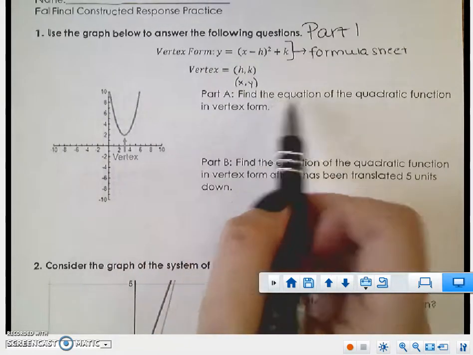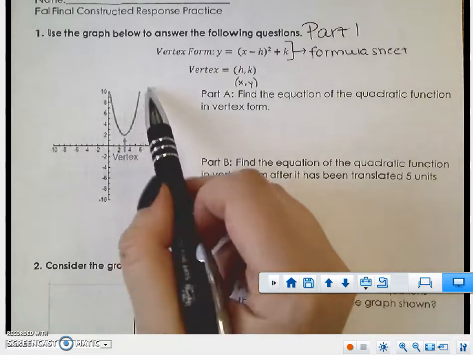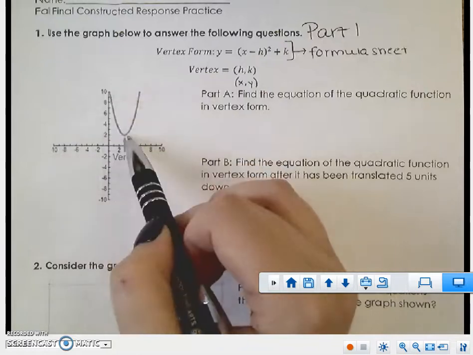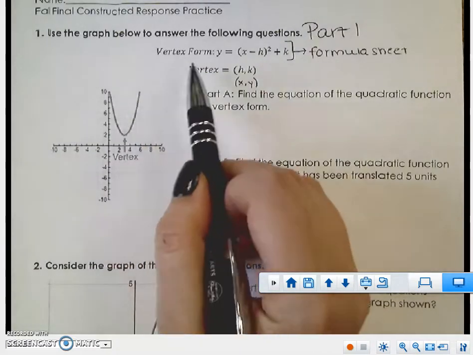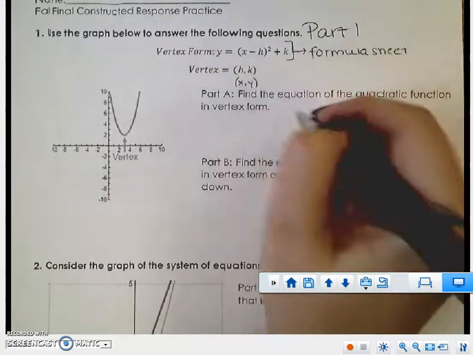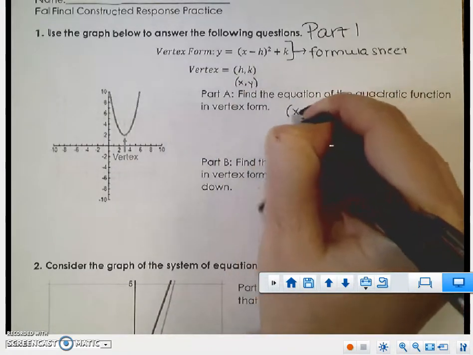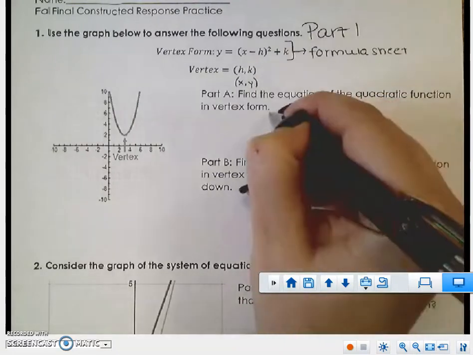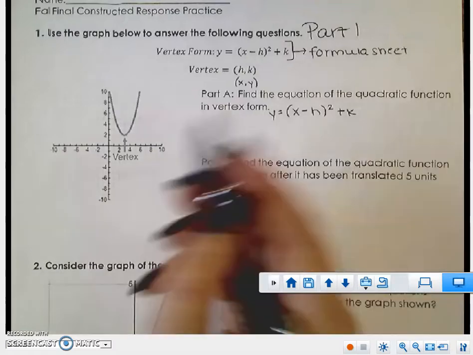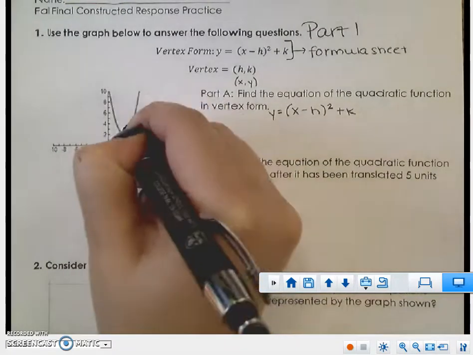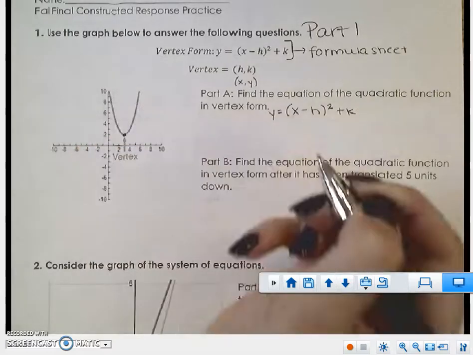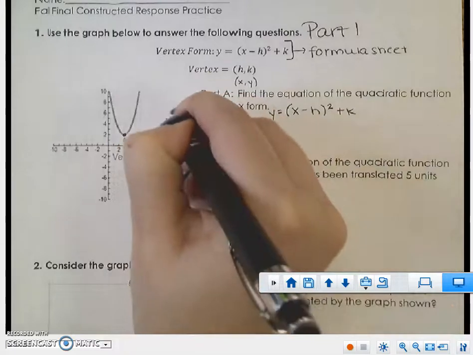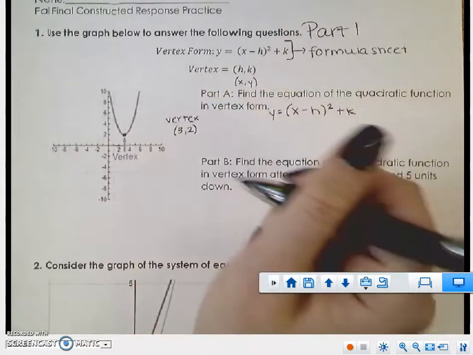So part A says find the equation of the quadratic function in vertex form. And they're talking about this quadratic equation right here. On your exam, they will give you a graph, and they want you to convert this graph into vertex form. So again, vertex form is y equals (x minus h) squared plus k. My vertex in this parabola is this point right here. So we would label that point (3, 2). So my vertex is (3, 2).